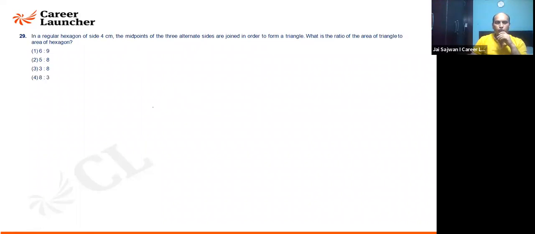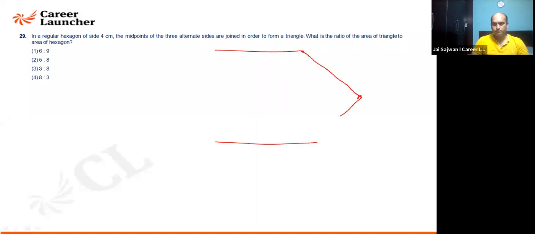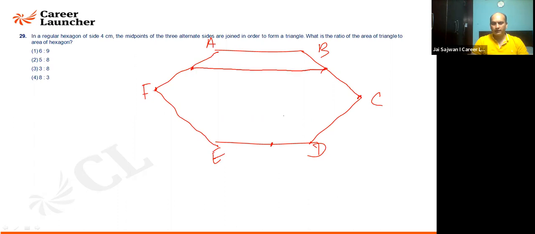In a regular hexagon of side 4 cm, the midpoints of 3 alternate sides are joined in order to form a triangle. What is the ratio of area of triangle to that of hexagon? This is a hexagon, A, B, C, D, E, F. The alternate sides' middle points are connected and form a triangle. What is the ratio of the triangle to the hexagon? I believe it is clear.